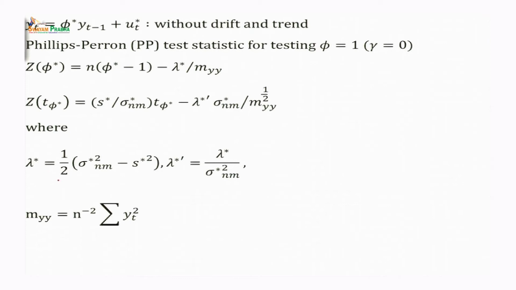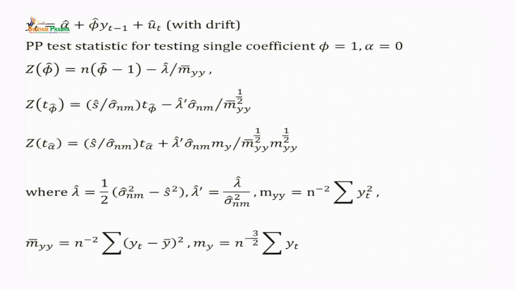Where lambda star is given here, lambda star dash is equal to lambda star upon sigma star square n m, and m y y is equal to 1 upon n square summation y t square. So, apart from this t ratio, you have this term also here. Then we consider the equation with drift.